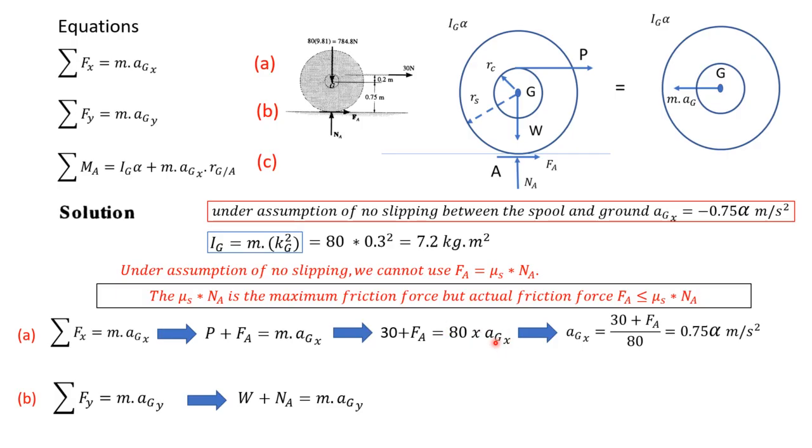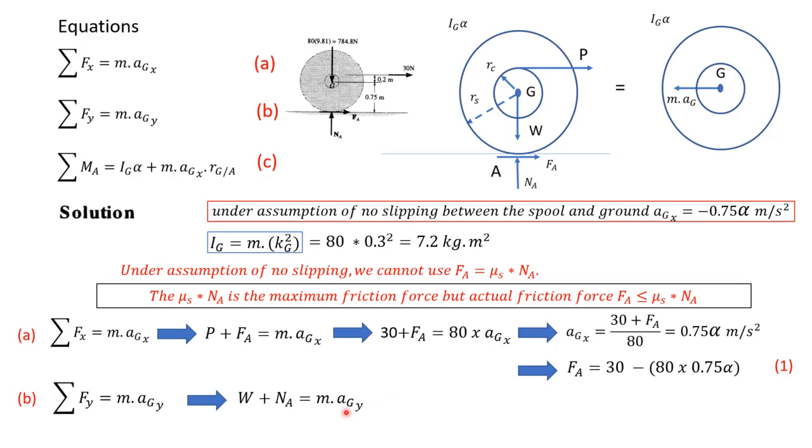By the way, we got that because the AGX is equal to 0.75 multiplied by the alpha. We brought the mass to be divided by the 30 plus the FA, and that's how we got this value. This will be equation 1 if I rearrange it. So FA is going to be equal to 30 minus 80 multiplied by 0.75 alpha. That will be equation 1.